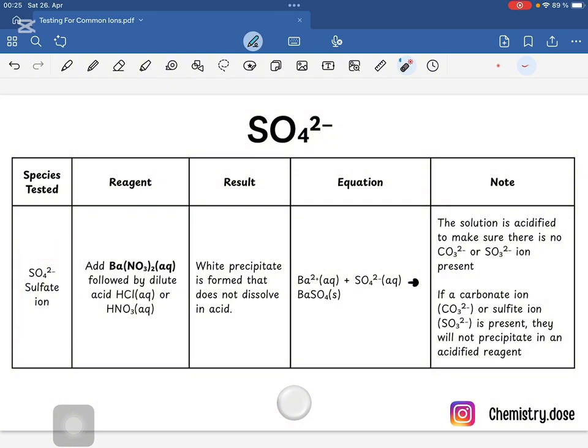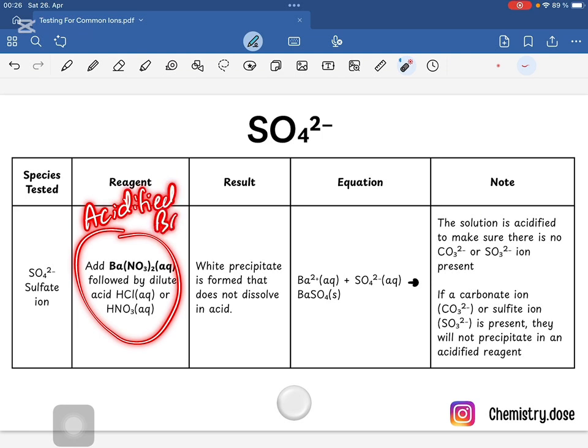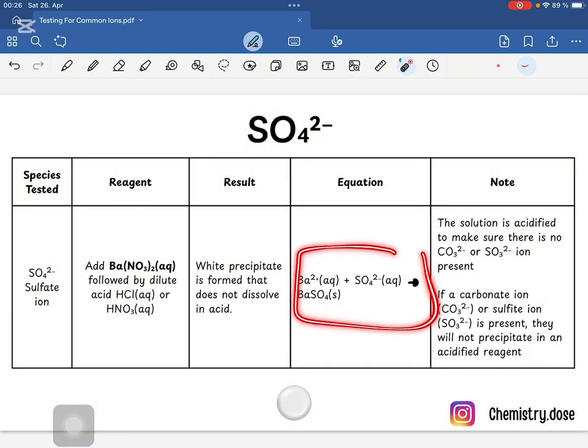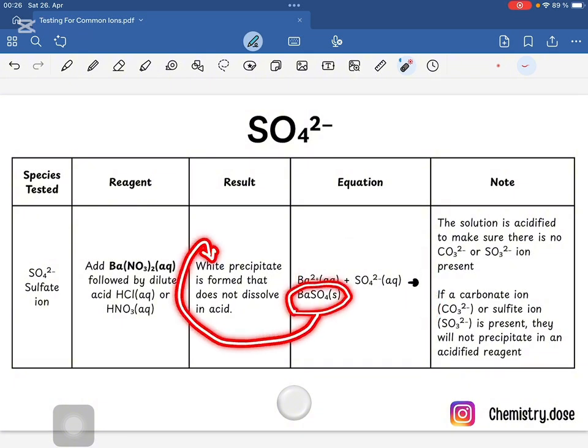So to identify if it's a sulfate ion, we add barium nitrate followed by dilute acid, HCl or nitric acid. We will observe a white precipitate that does not dissolve in the acid. Or instead of saying all this, we can say sometimes acidified barium nitrate. And this is the reaction that will take place, and it will lead to the formation of barium sulfate, which is a white precipitate.